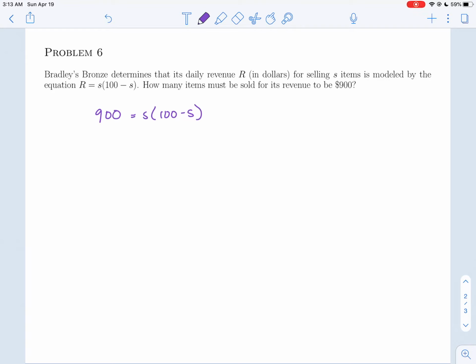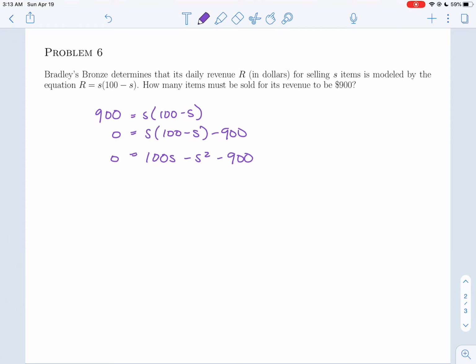Okay. So again, zero product, I want it equal to 0. So I'm going to move that 900 over to the other side. We get 0 equals S times 100 minus S minus 900. Okay, but zero product, right? The right-hand side needs to be a product. It's not a product, that 900 messed it up. So we're going to have to multiply it out, refactor. Okay, so I'll have the 0, I'll have 100s minus s squared minus 900.